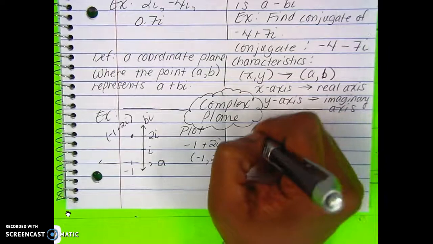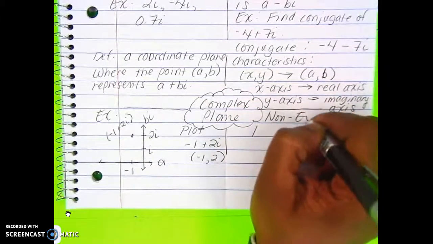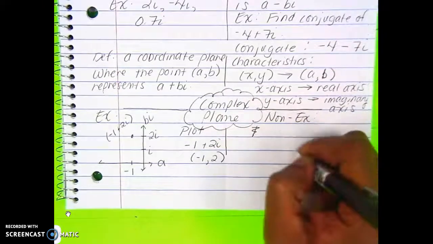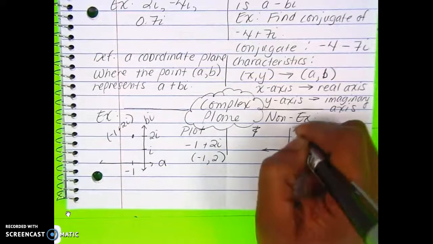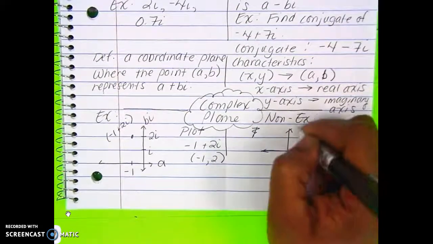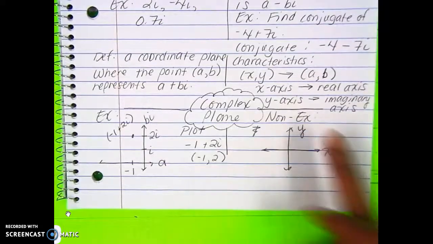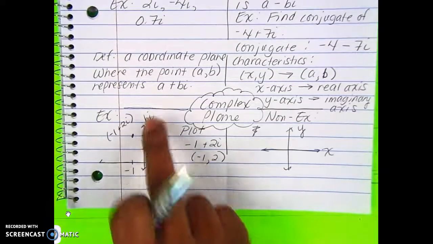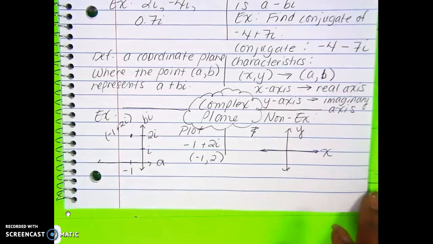And then finally, for a non-example, that would just be a normal x, y coordinate plane. This is normal because it has an x and a y axis. A complex plane has a real and an imaginary axis.